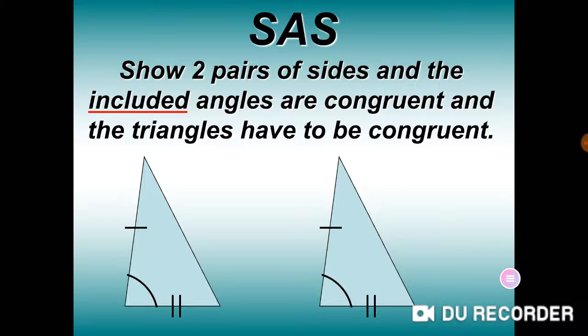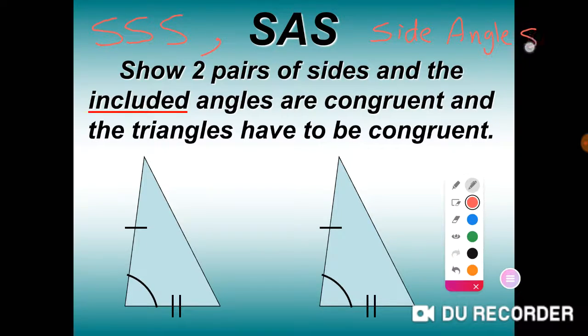Before we have the example, let's have another postulate, which is side, angle, side. This is the second postulate, which I can use to prove the 2 triangles are congruent. So, the first one was side, side, side. And the second one will be side, angle, side. Okay? Side, angle, side.